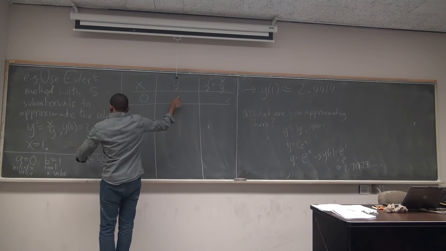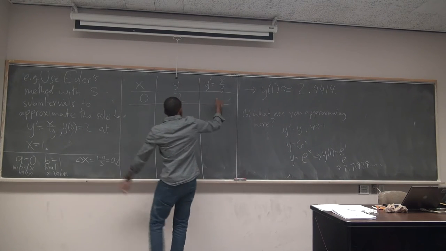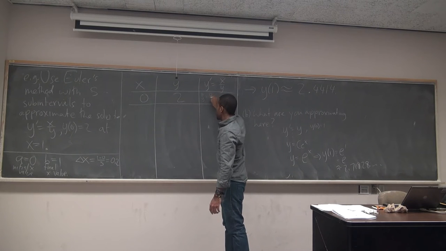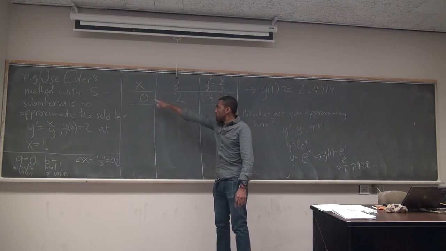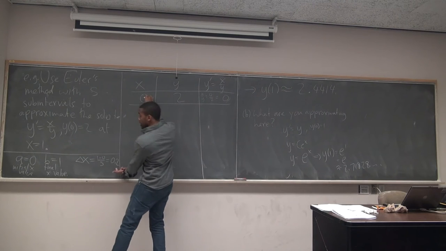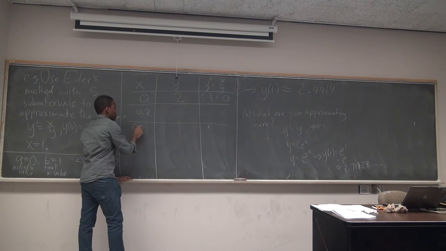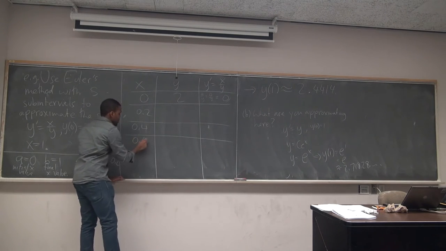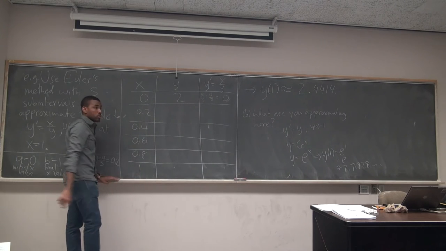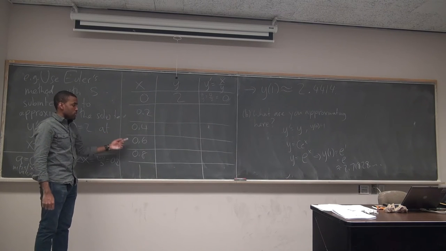My initial values are, my x is 0. When my x is 0, my y is 2. Which means what is going to be my derivative? 0, because y prime is x over y, which is 0 over 2, which is just 0. These x and y values plug into the formula. Now the x's, you keep adding delta x until you get to 1. From 0, you hit 0.2, then 0.4, then 0.6, 0.8, and finally 1. I keep adding the delta x until I get to the value I want to approximate.